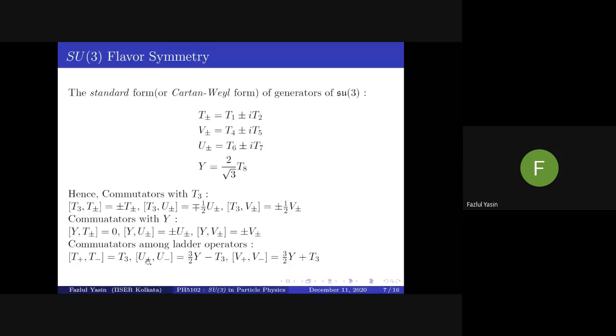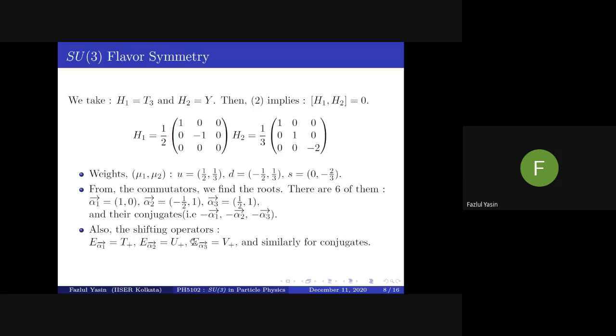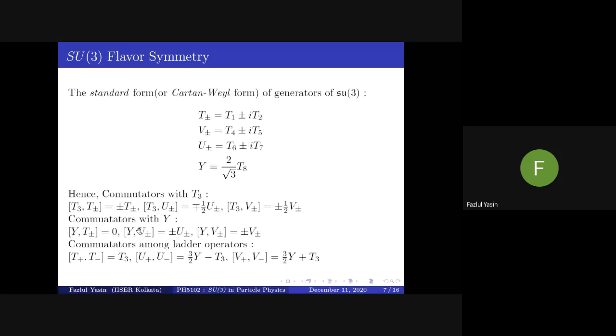And similarly, we can say this for the case involving alpha 2 and alpha 3 as well. In this case, what we do is we take E alpha 2 as U plus and E minus alpha 2 as U minus, and this is our commutator. And when you take the commutator of this with U plus and U minus, again we find that we'll get those corresponding states only with some factors.